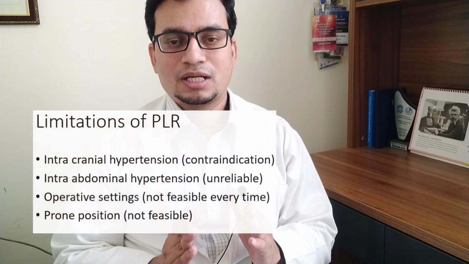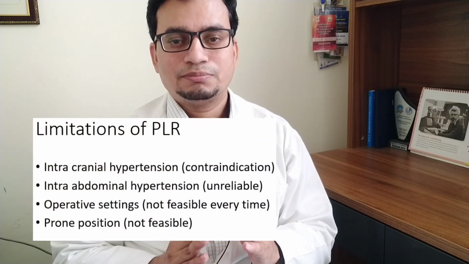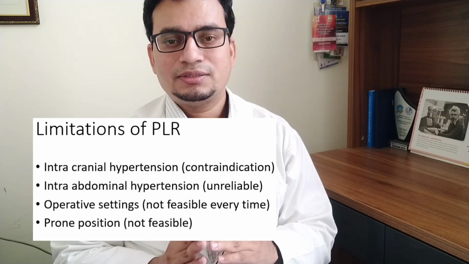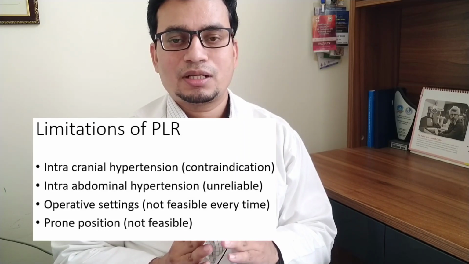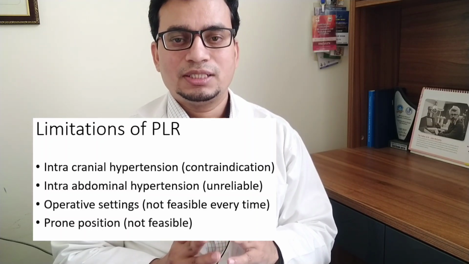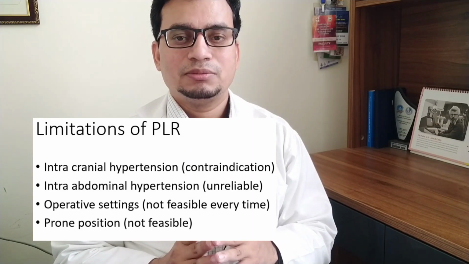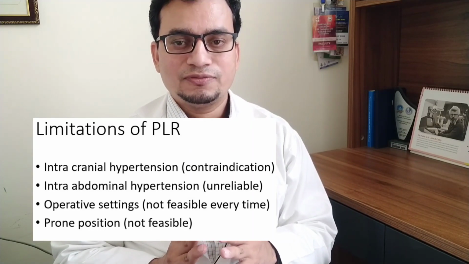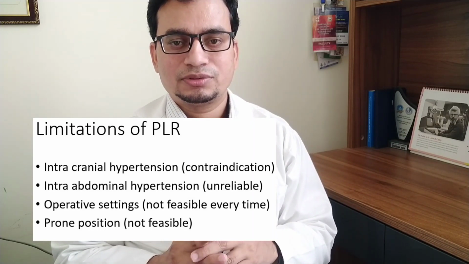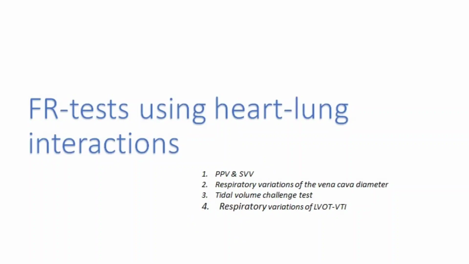PLR test has some limitations. The test is contraindicated in case of intracranial hypertension. Intra-abdominal hypertension compresses the splanchnic territory, probably hinders the blood transfer from the lower limbs to the thorax, and certainly reduces the splanchnic blood volume that can be mobilized by the maneuver. The test is not feasible in prone positioned patients. In operative settings, it may again not be feasible.